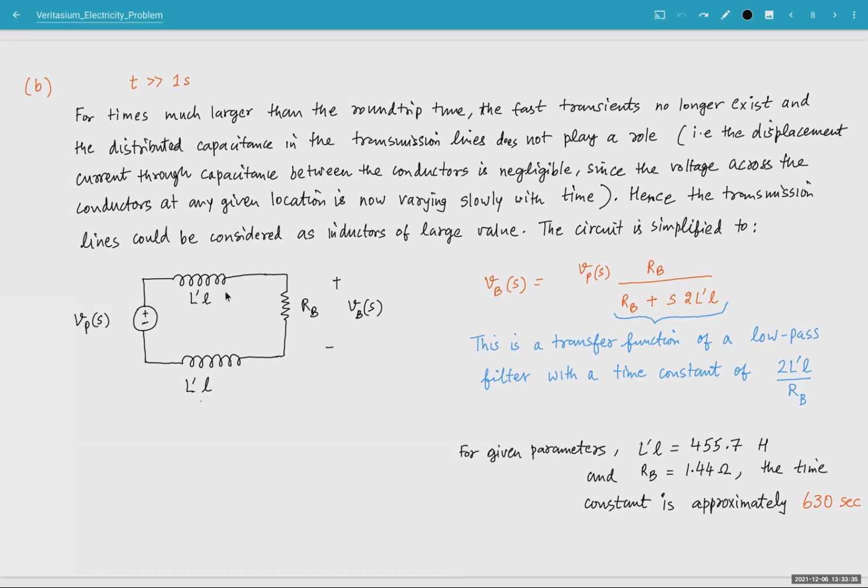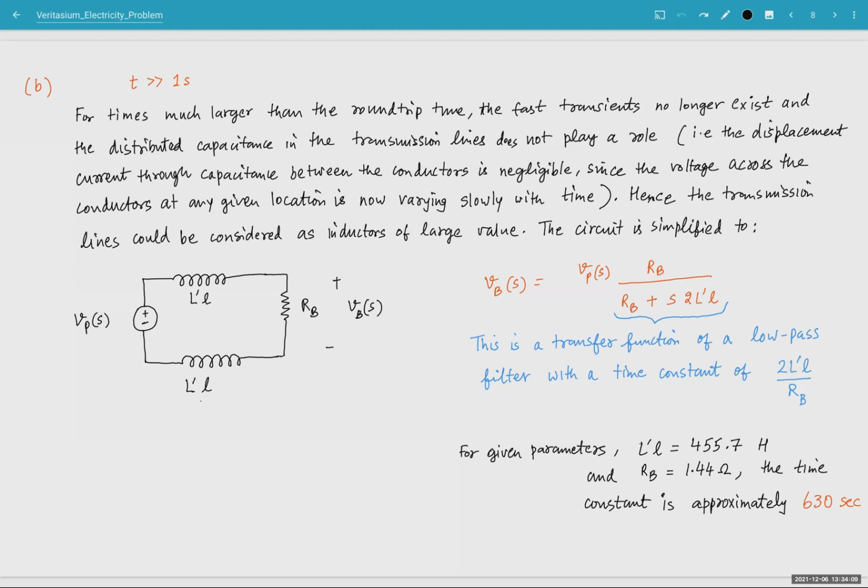And the time it takes is L over R in the circuit. So the total inductance is 2 times L prime times the length, and this whole inductance over R is the time constant of this kind of circuit. It's a low pass filter, for those who have analyzed these kinds of circuits in terms of their frequency response. And this is the time constant. So actually, that's the transfer function for this circuit. And this time constant, if you evaluate, is about 630 seconds for the resistance and the inductance that we took.